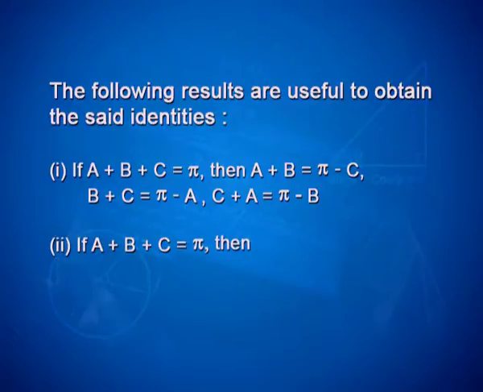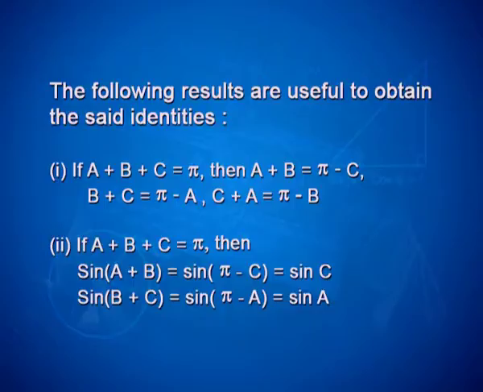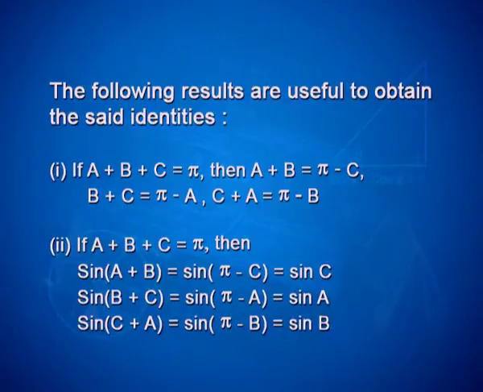Second one, if A plus B plus C is equal to pi, then sin of A plus B is equal to sin of pi minus C, that is sin C. Sin of B plus C is equal to sin of pi minus A is equal to sin A, and sin of C plus A is equal to sin of pi minus B is equal to sin B.